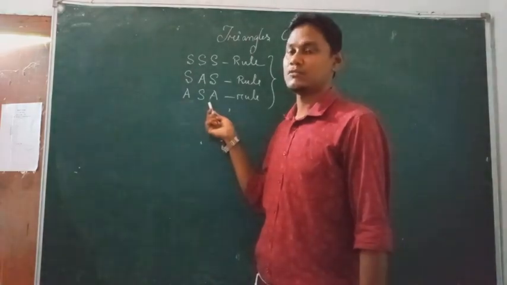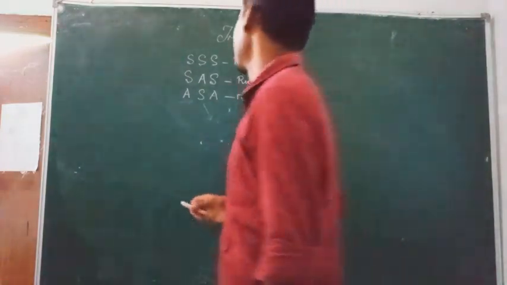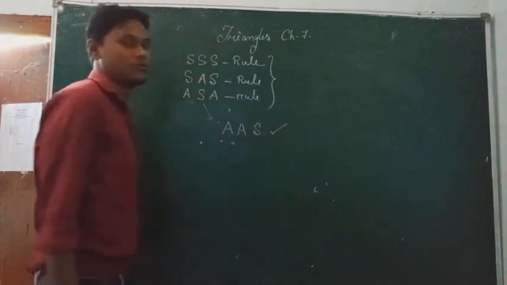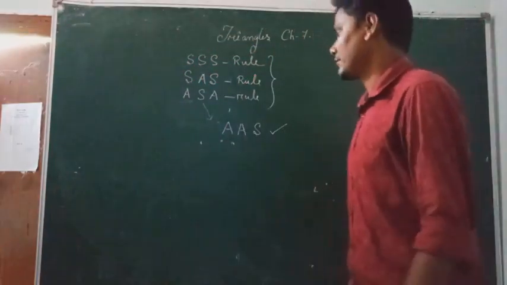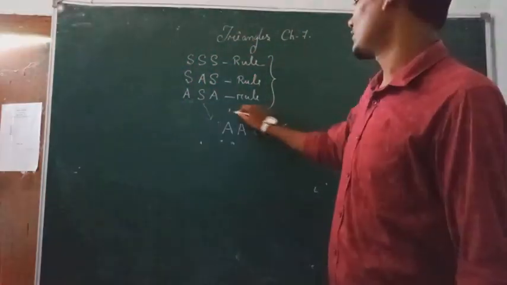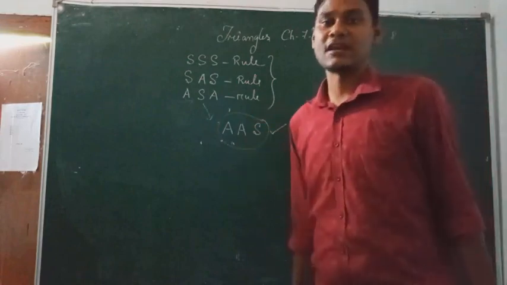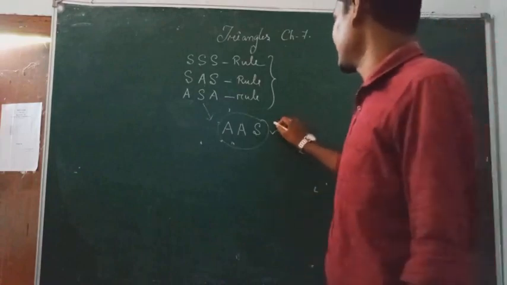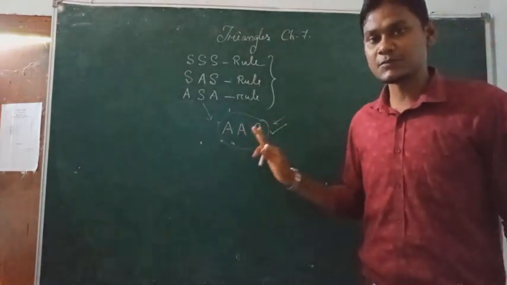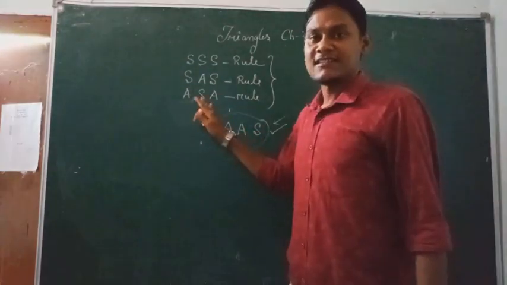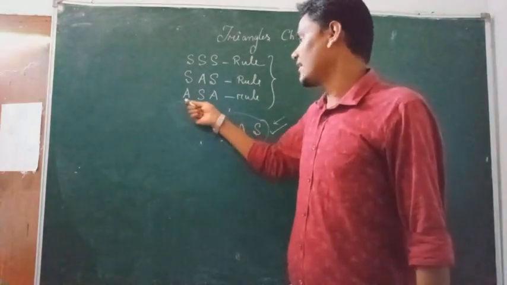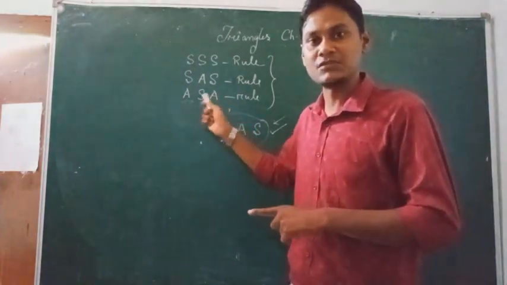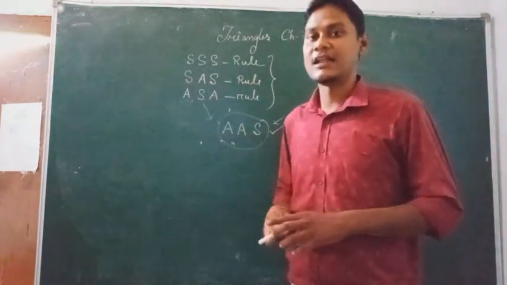This rule can also be used as the angle angle side rule. I told you that I am going to discuss the angle angle side rule in this particular class. So today I am going to tell you about the angle side congruence rule. In the last class, I told you that in the angle side angle rule, the side has to be included in between the two angles.